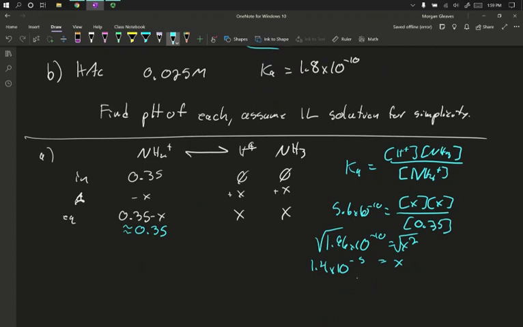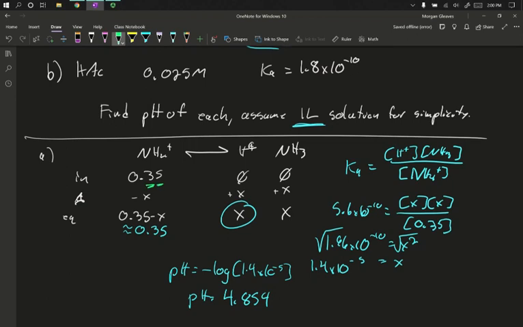Well, I want the pH. Since we're in a 1 liter solution, X is our molarity. So my pH is going to be equal to the negative log of 1.4 times 10 to the minus 5. My pH is going to be 4.854. We had 2 sig figs, so I have to keep 2 sig figs: 4.85. So our 0.35 molar ammonium solution has a pH of 4.85.